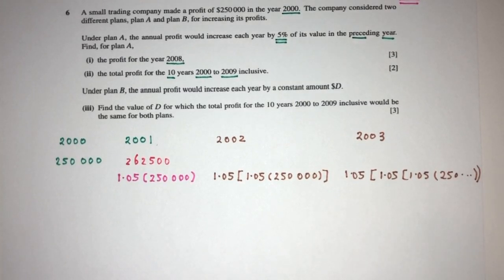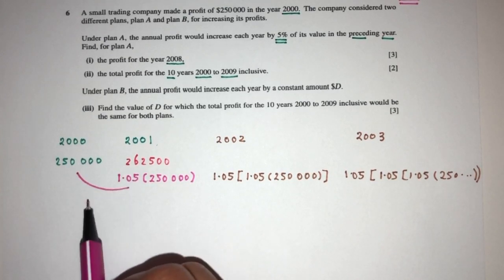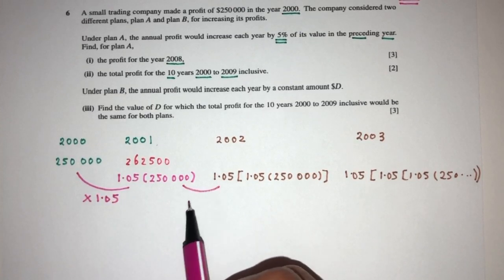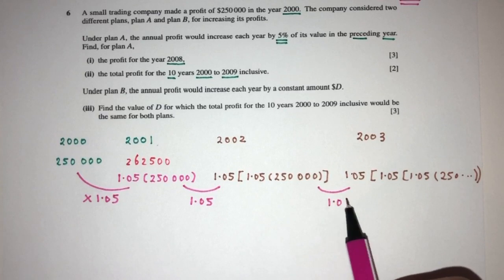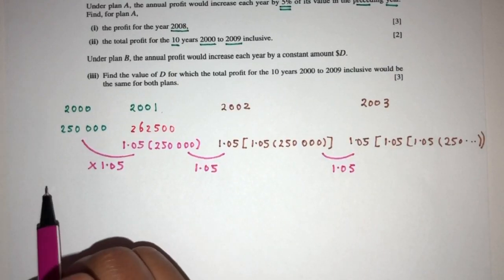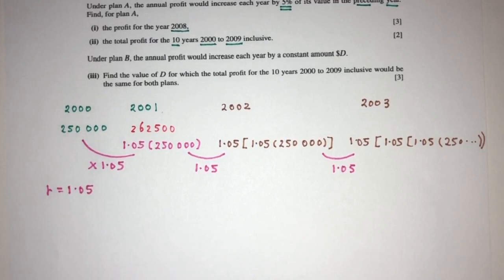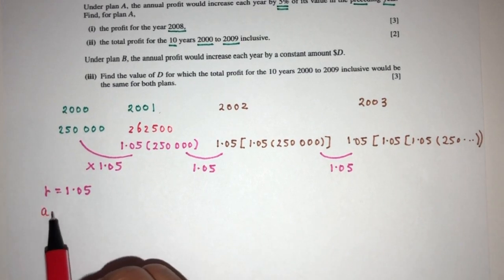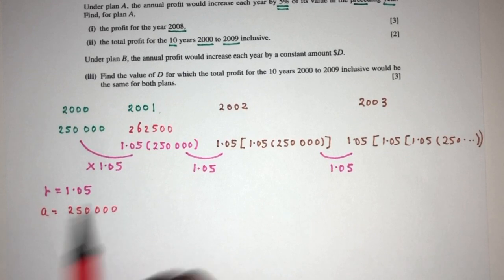Now, we realize that this is multiplied by 1.05, and this is multiplied by 1.05. This is multiplied by 1.05. You can see here we have a common ratio of 1.05. That makes sense, right? Every time we are multiplying by the same value. And the first term is equal to A, which is 250,000.